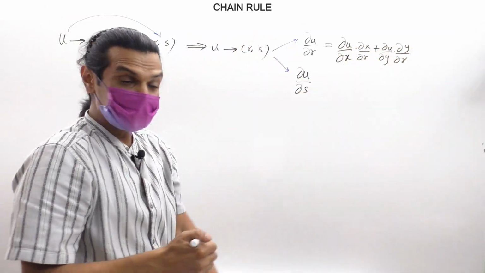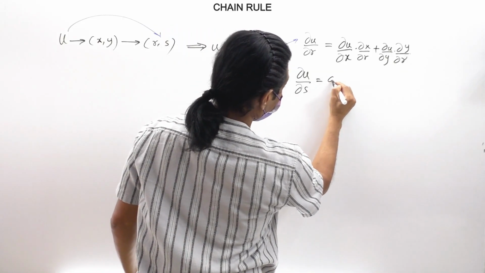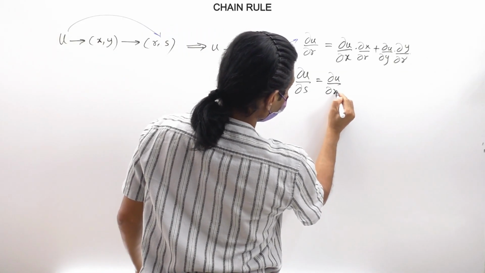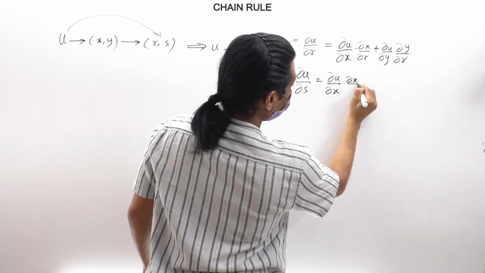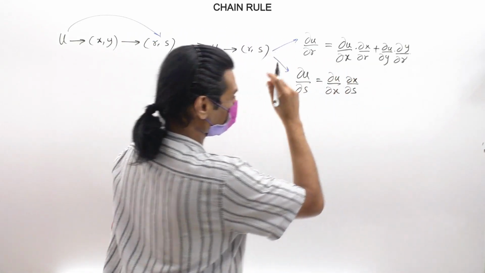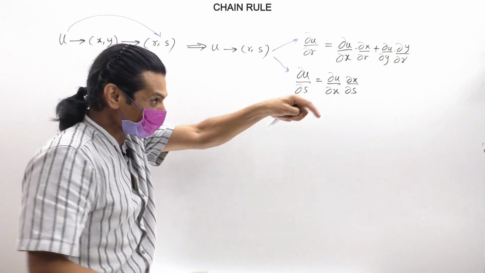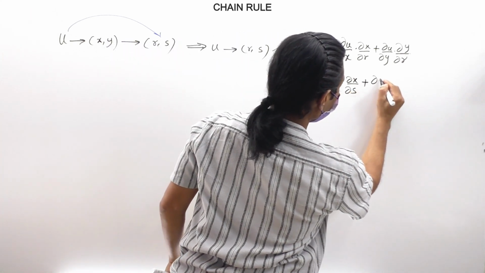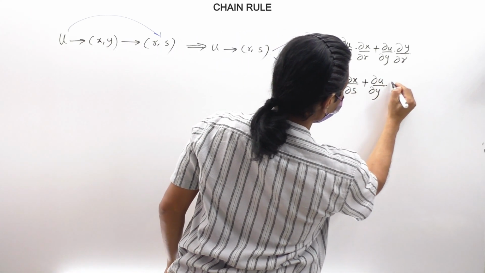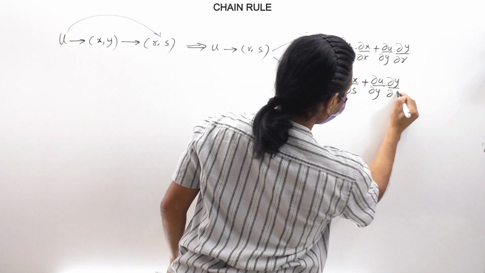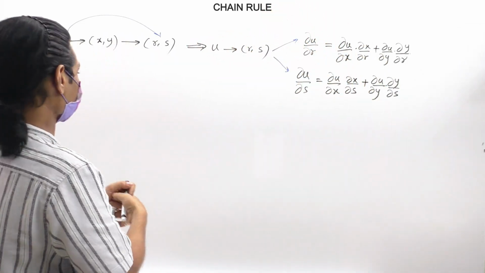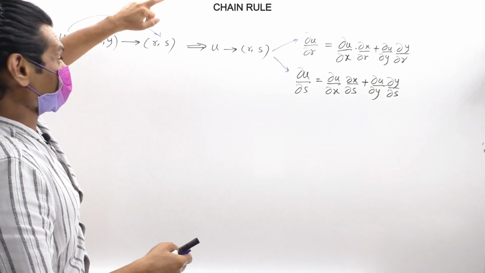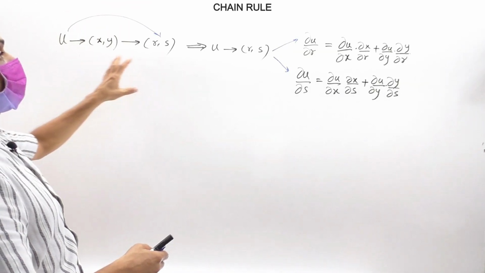Similarly, dou u by dou s will be dou u by dou x into dou x by dou s, where dou x and dou x cancel, plus dou u by dou y into dou y by dou s. This is how it works. This is for two functions, x and y. X and y are functions of r and s, so u is a function of r and s.